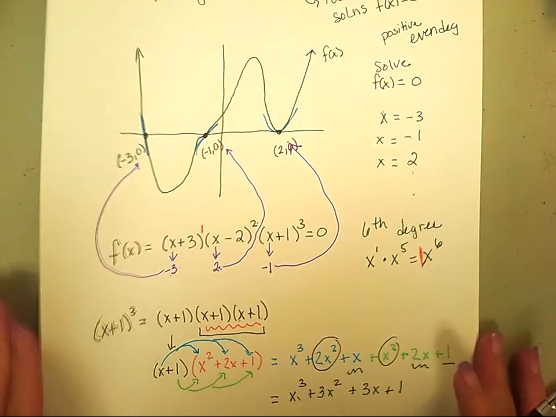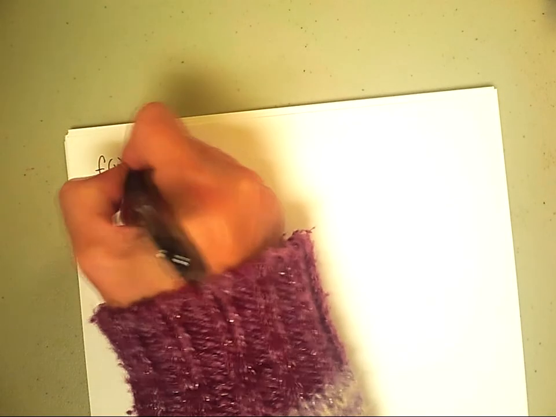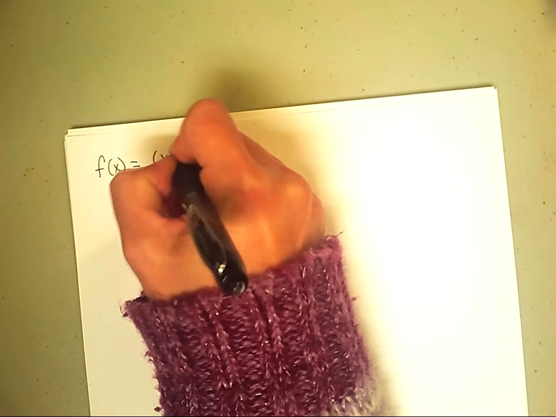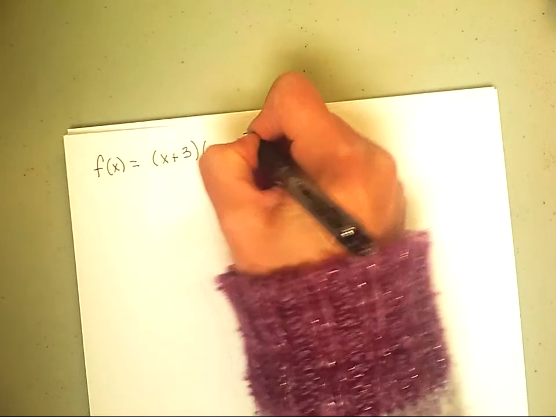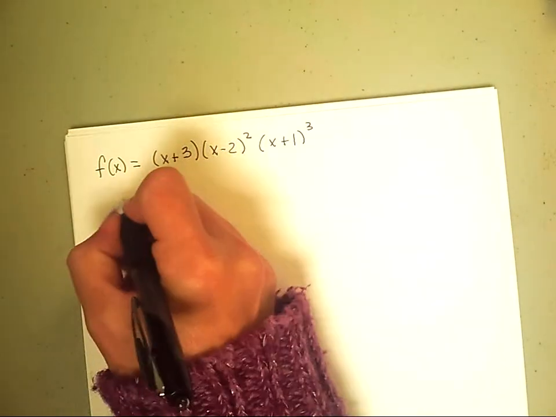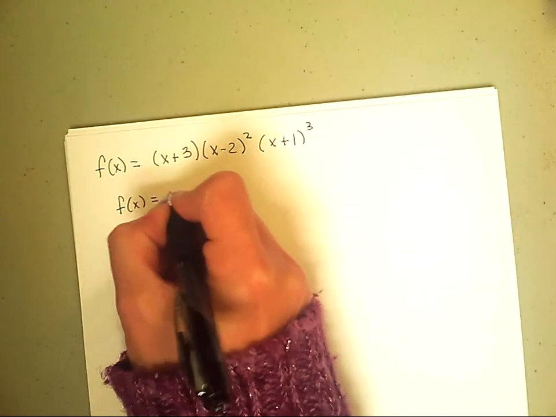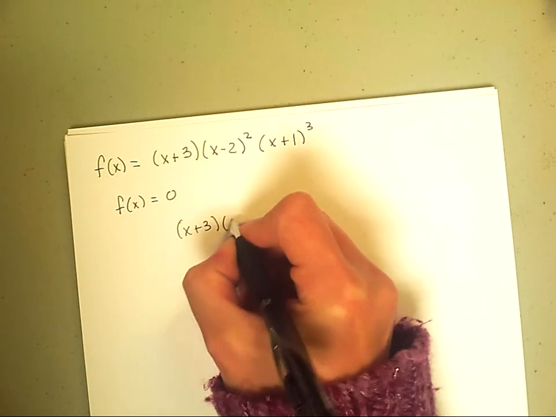Let's actually use the zero product property and see what happens. Okay. So if we had f of x is equal to x plus 3 times x minus 2 squared times x plus 1 cubed. Okay. Now if we want to solve where the function is equal to 0, well, we just have to set it equal to 0.